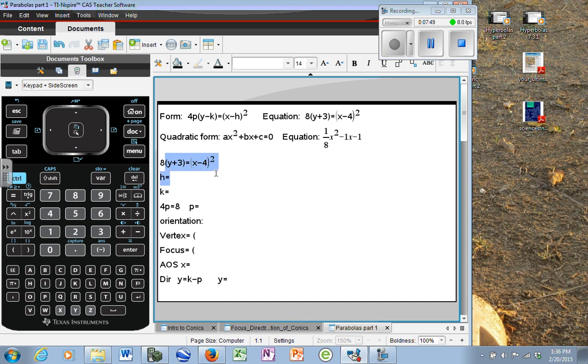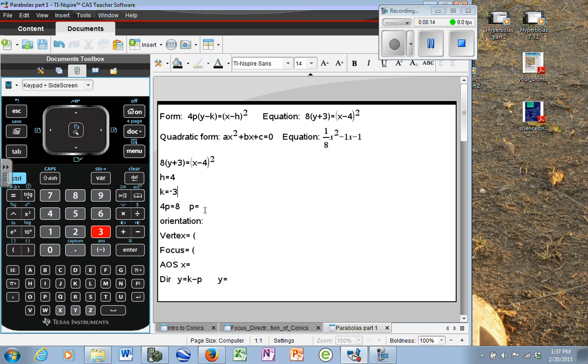So here's our equation. 8(y + 3) = (x - 4)². What's h? Yeah, it's right there. 4. x minus h. k? It's y minus k. So k is negative 3. Now out here, 8, that is equal to 4p. So we do the pretty easy math there. p must equal 2. Orientation. Opens up.